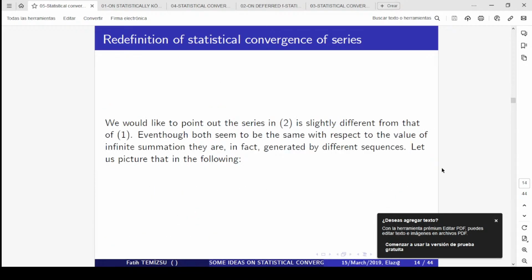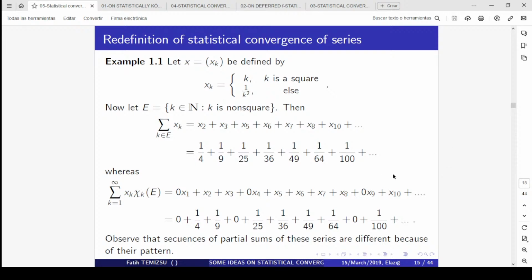We can show that the two definitions are pretty different by having a specific example. We see that if A is the subset of natural numbers consisting of all non-square numbers, then with the first definition the summation of xk's over A gives us this infinite series, while the second definition gives us a pretty different series, because the partial sums of this series are different because of their pattern.